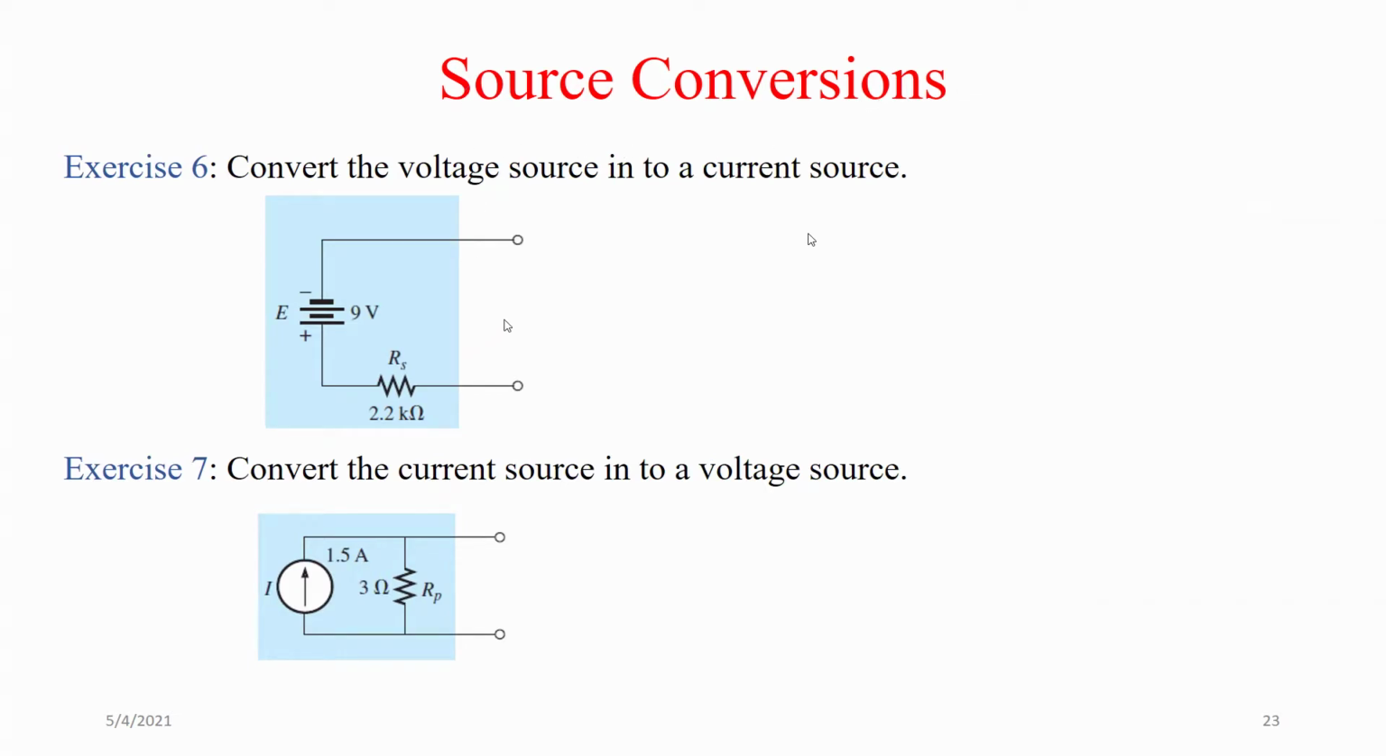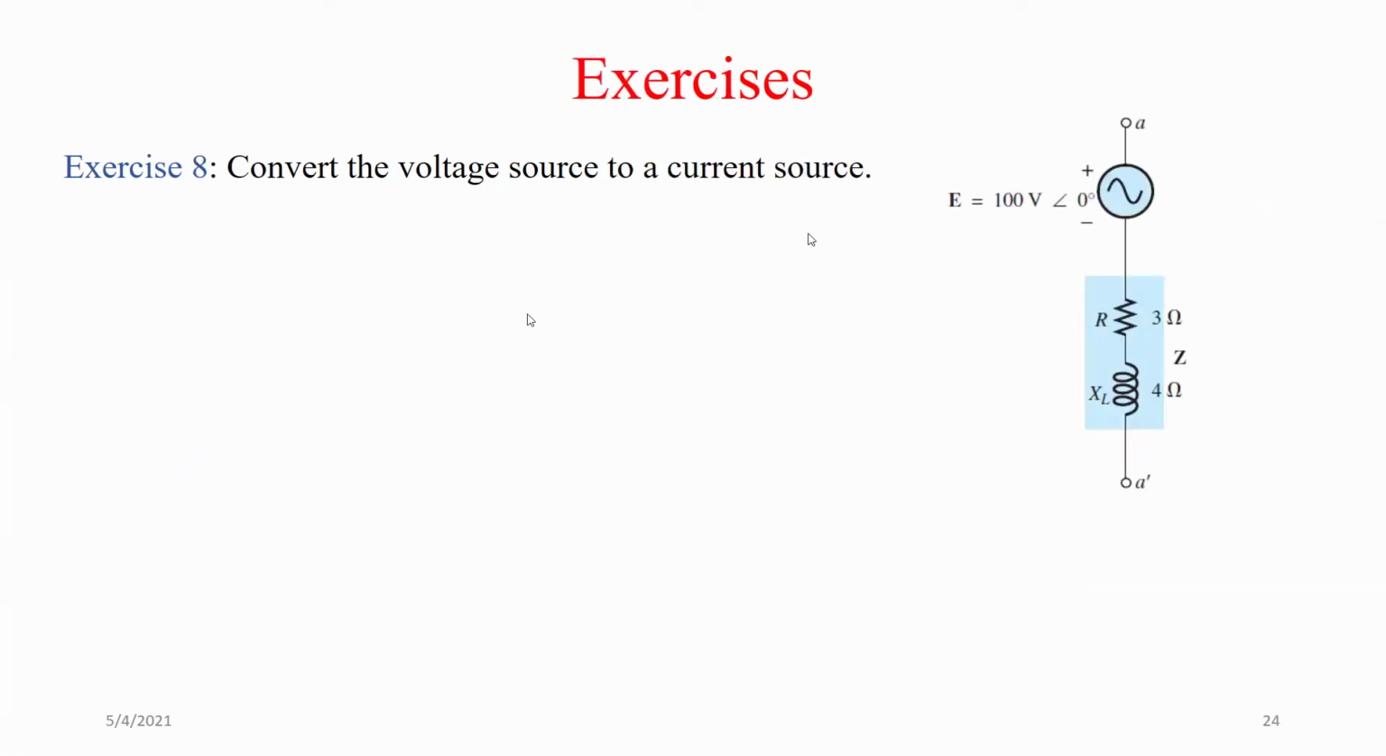Now we'll continue. Here, clearly you can see that this is an AC voltage source, and you want to convert it to an AC current source. You can't convert it to a DC current source. So an AC will stay AC, but instead of the voltage source, a current source. I'll give you 2 minutes to do this. Please do it.